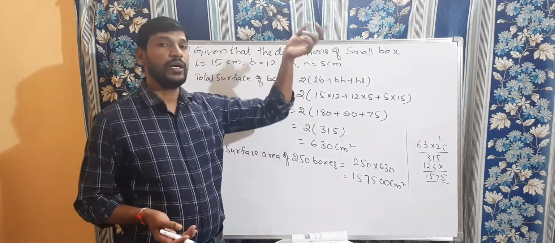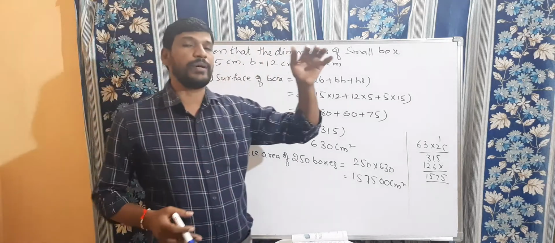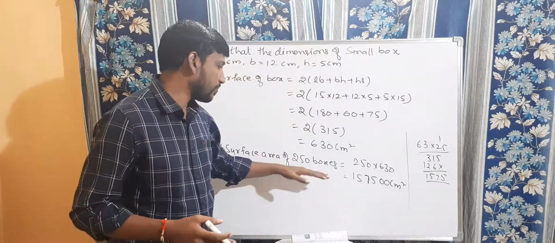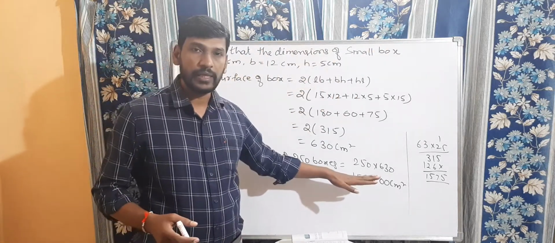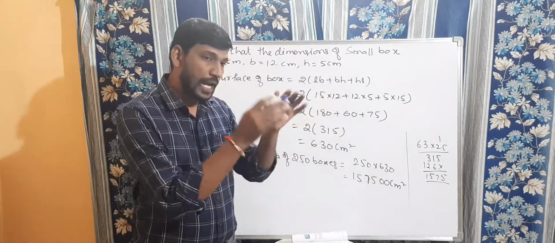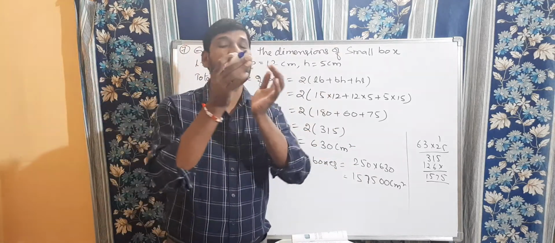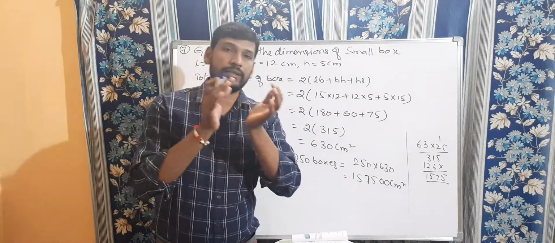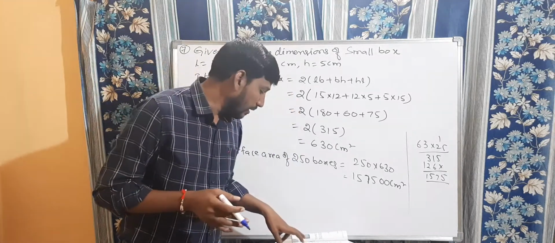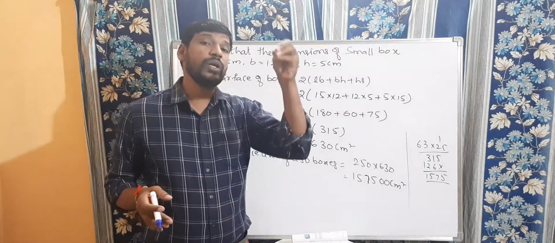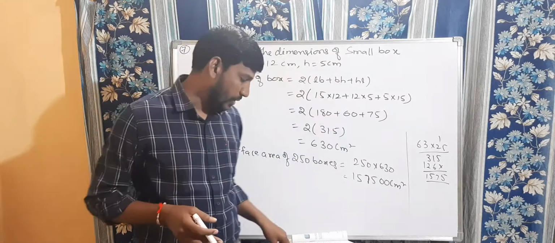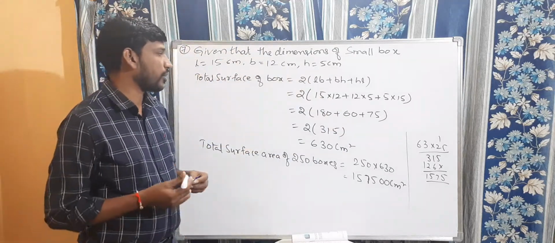So we got the total area of the 250 larger boxes and the smaller boxes. We should add both, and based on this total area of the small boxes and larger boxes, they have given that 5% of the total surface area is extra. That we are going to find out. Please copy this.